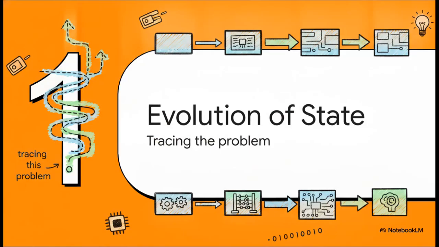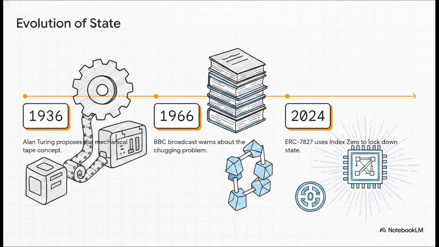Which brings us to Section 1, the evolution of state. We're basically tracking this evolution of data scanning across nearly a century. So we go all the way from the literal, physical mechanical tape of a Turing machine in 1936 to the incredibly bloated and expensive transaction histories of modern blockchains, and finally, right up to today, to the surgical precision of a 2024 smart contract standard known as ERC 7827.